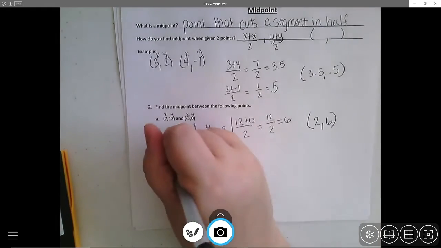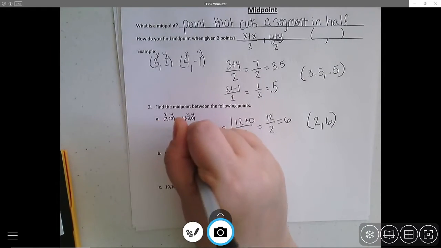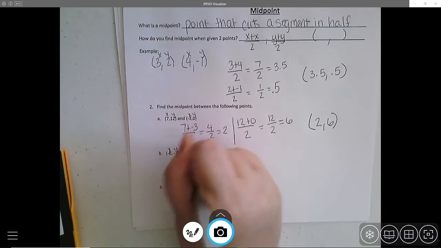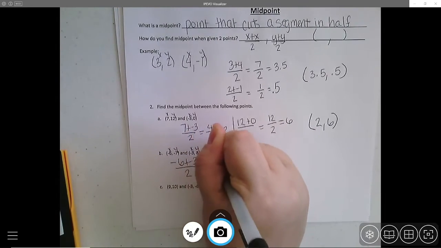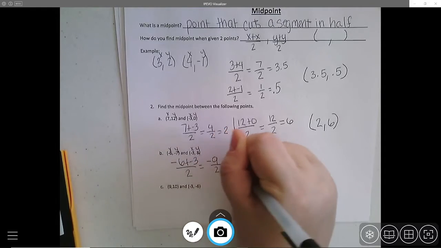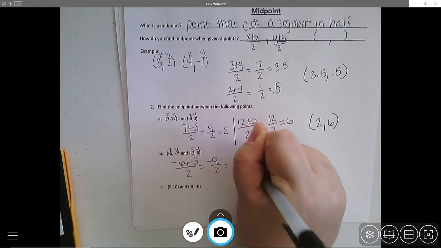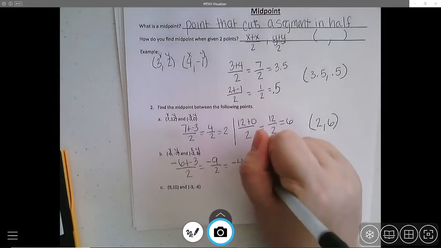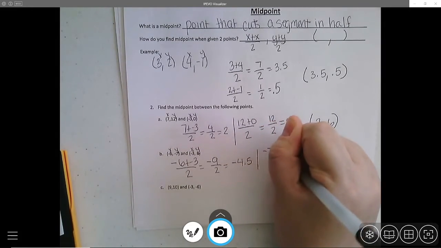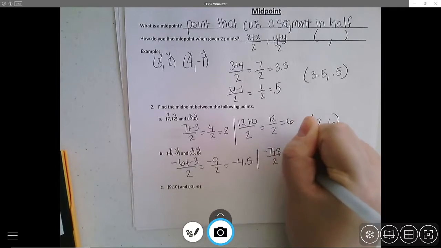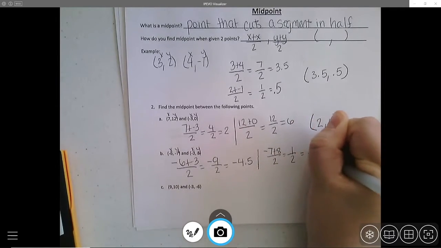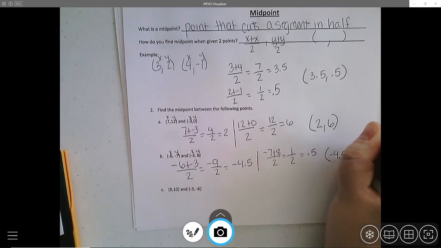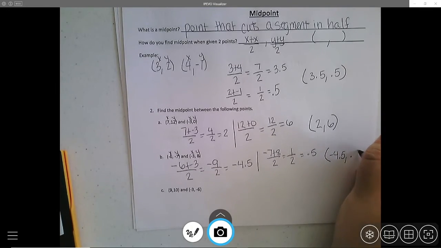Okay, looking here at the next one. xy, xy. Negative 6 plus a negative 3 divided by 2. That's a negative 9 divided by 2, which is a negative 4.5. There's my x's. Now with my y's. Negative 7 plus 8 divided by 2. That's 1 divided by 2, which is 0.5. Final answer is x of negative 4.5, comma, y of 0.5.